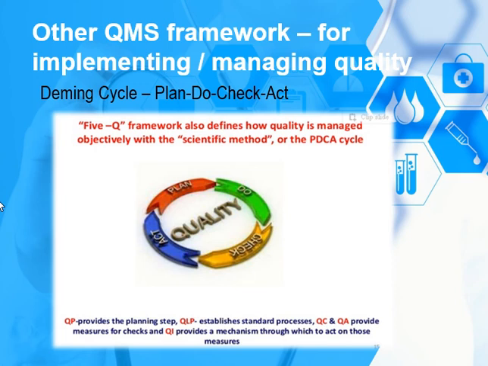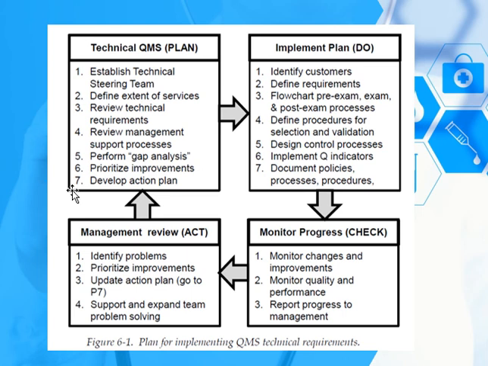Other QMS framework, if you happen to come across it, for implementing or managing the quality is the Deming cycle. Maybe most of you have heard about plan, do, check, act. This is another QMS framework. This is also plan, do, check, and act, and the identification, the characteristics, the details that are included in every aspect of the plan, do, check, and act. You can read by yourself.